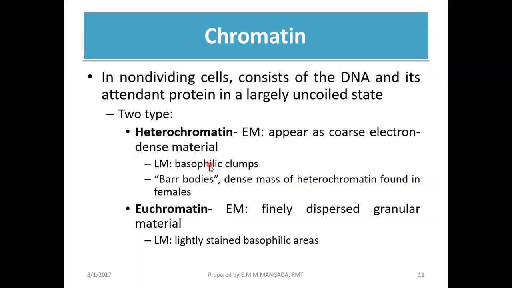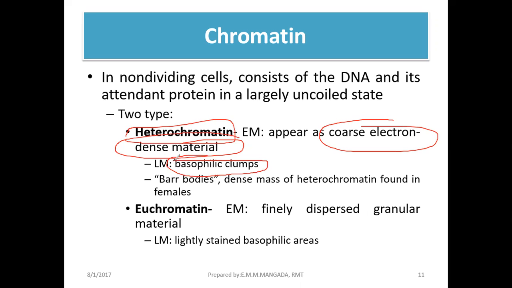And then next, we have the chromatin. So guys, yung chromatin natin has two types. In non-dividing cells, it consists of the DNA and of course its attendant protein in a largely uncoiled state. We have the heterochromatin. Under your electron microscope, kung nakita nyo kanina yung picture natin, it's coarse and electron dense. Dark areas sila, black areas sila under your transmission electron microscope. In the light microscope, pag in-stain po natin sila, they are actually basophilic clumps.